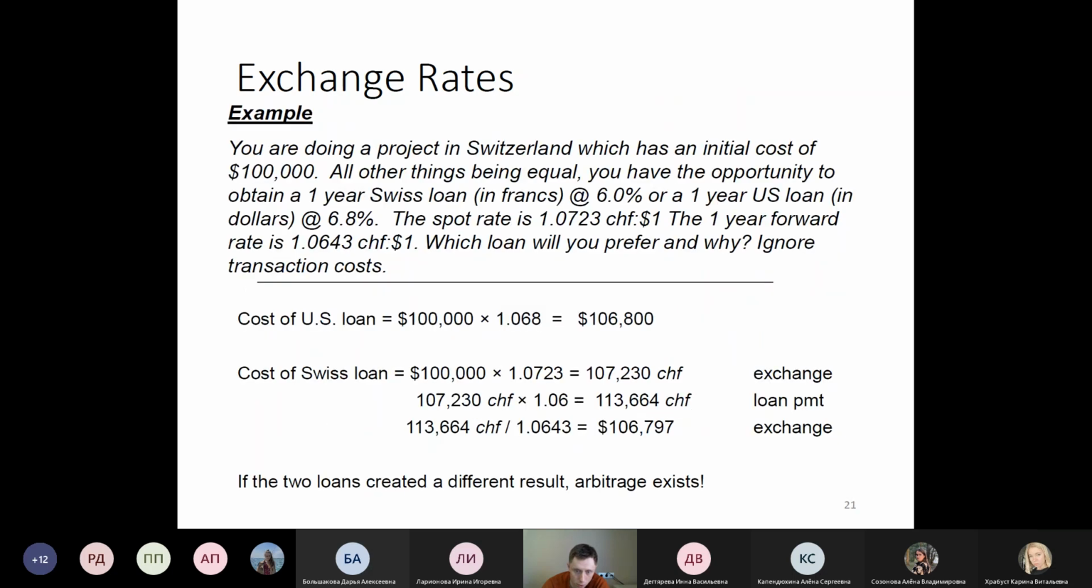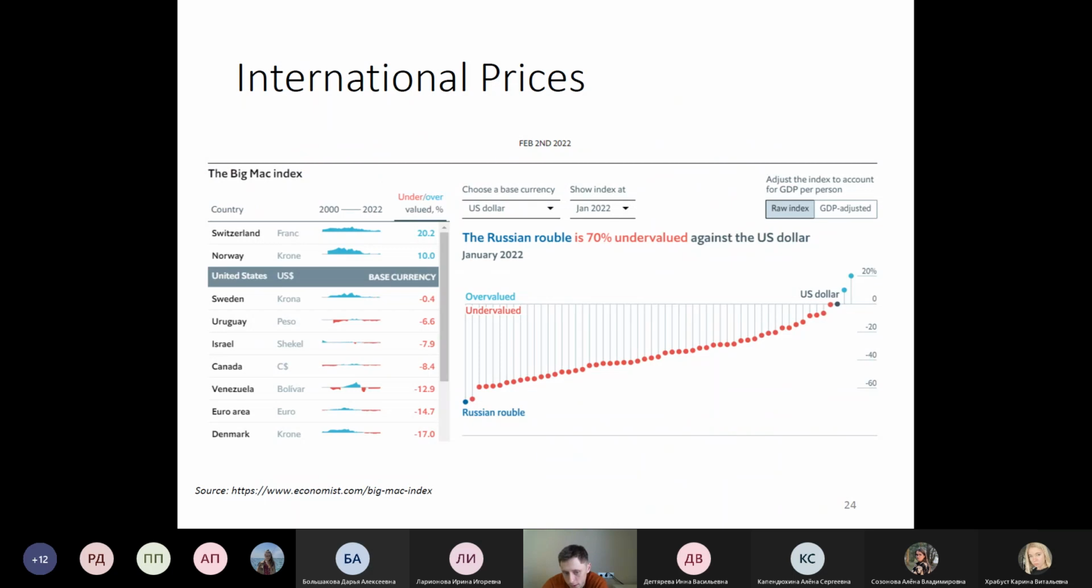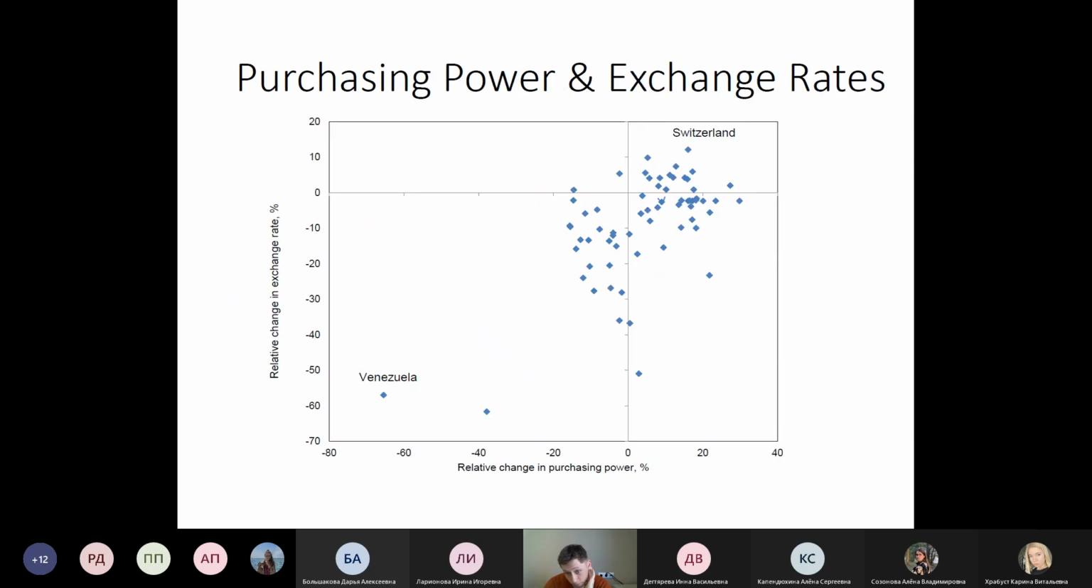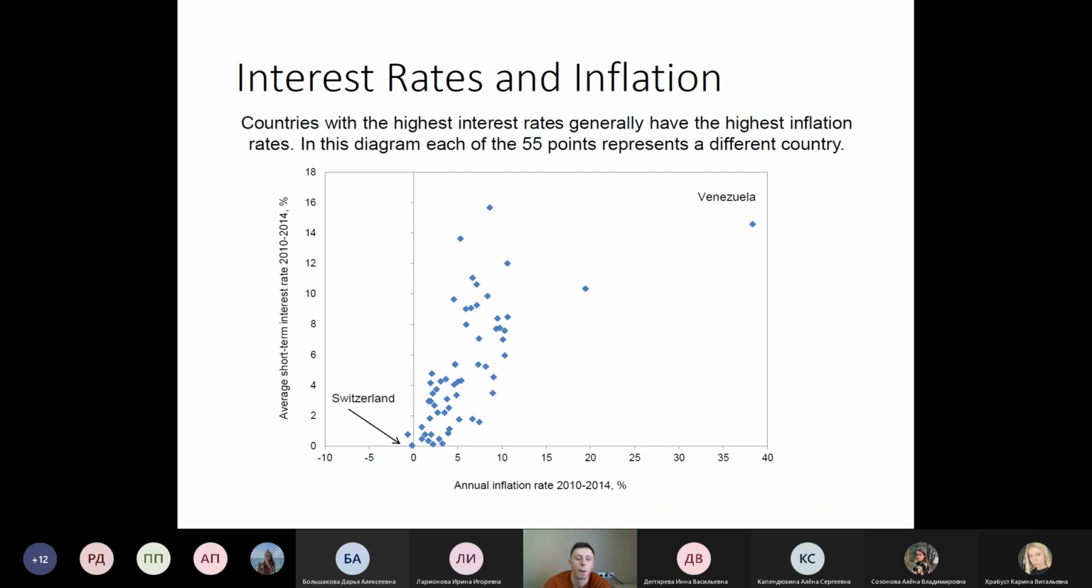Finally, there are multiple tools to estimate whether a currency is undervalued or overpriced. For example, the Big Mac index. Also, there is some other empirical evidence of the parity between the exchange rate and purchasing power, so the change in inflation.